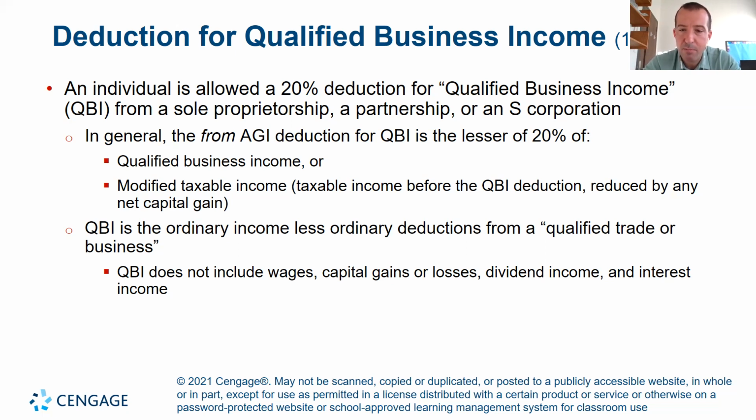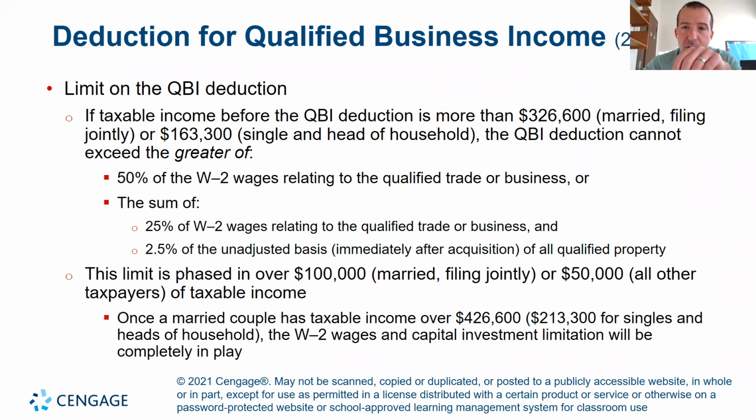It needs to be a qualified trade or business. There's a whole listing on the IRS code of a qualified trade or business. But for this course, just know that you're allowed to deduct 20% of qualified business income if you own a proprietorship, partnership, or an S corp, if it's a qualified trade or business. There is a limit though, right? So the limit, no more than $326,600 if married, filing jointly, or $163,300 if single or head of household. If it exceeds these limits, then the QBI deduction cannot exceed the greater of 50% of the W-2 wages relating to the business. So W-2 wages means the salaries that we pay the employees of the business. There is a limit if the QBI deduction exceeds a certain amount.